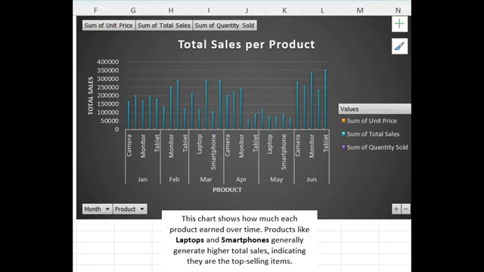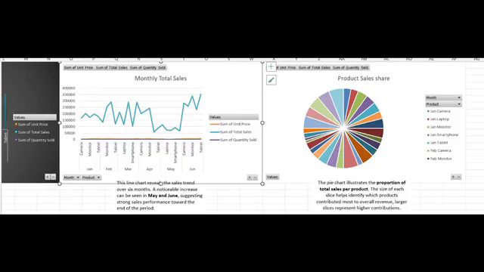This chart shows how much each product earned over time, and products like laptops and smartphones generally generate higher total sales, indicating they are the top selling items. This line chart reveals the sales trend over 6 months. A noticeable increase can be seen in May and June, suggesting strong sales performance toward the end of the period.